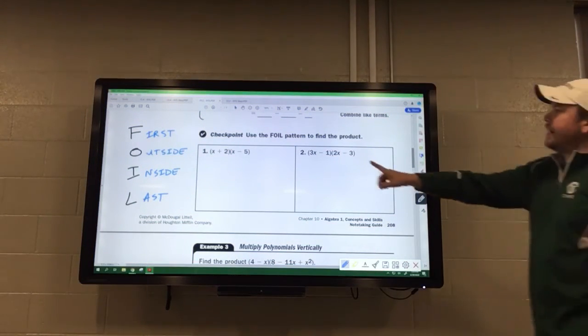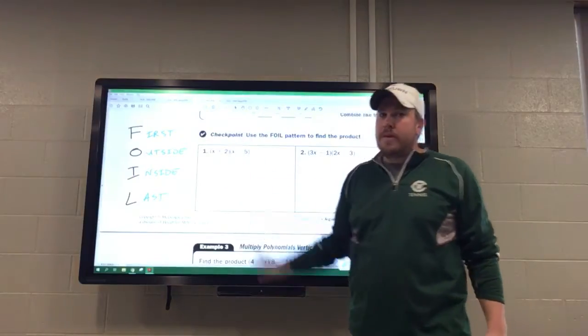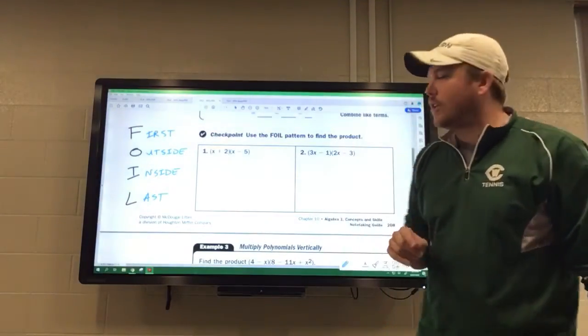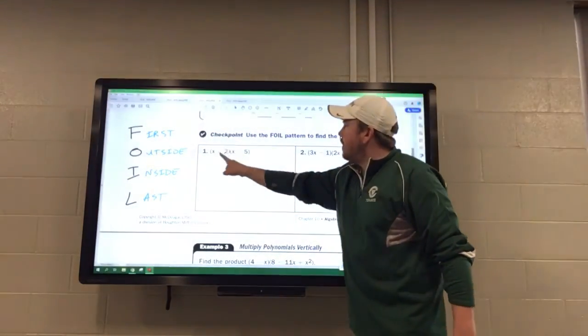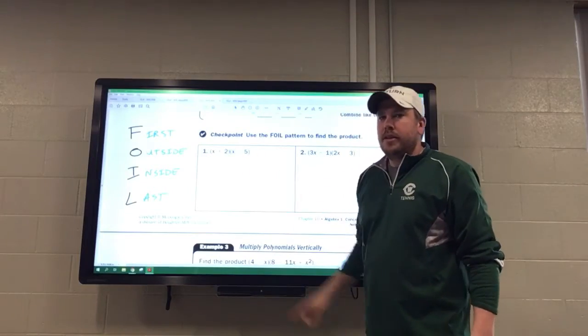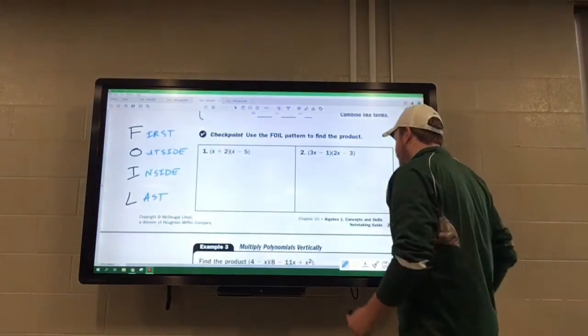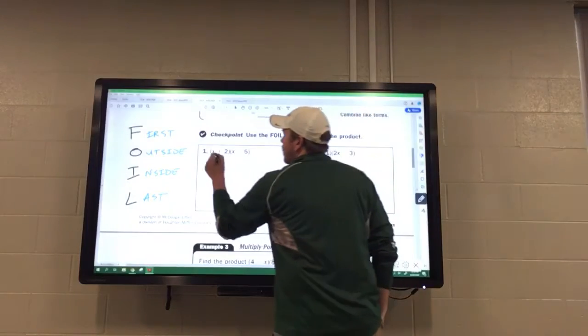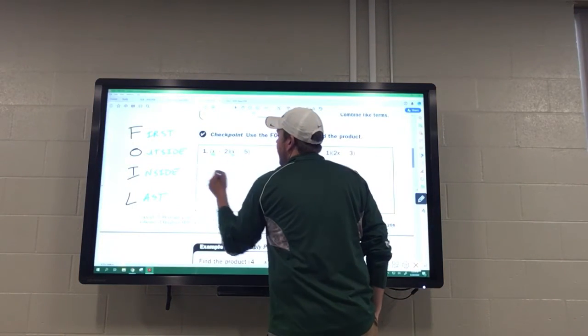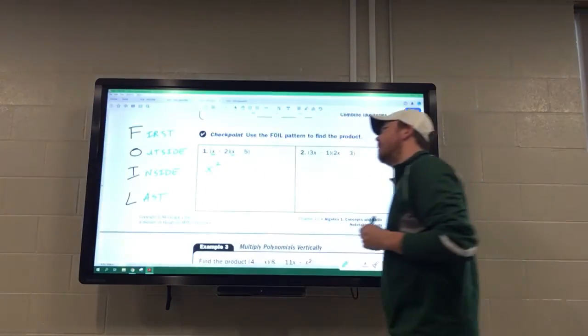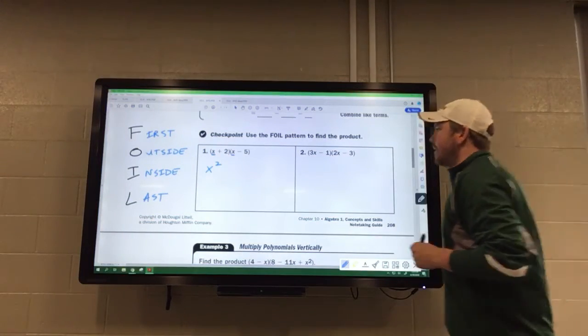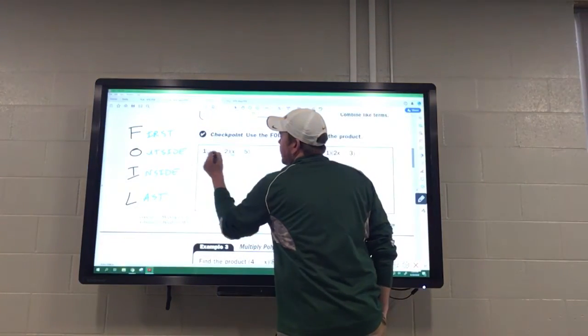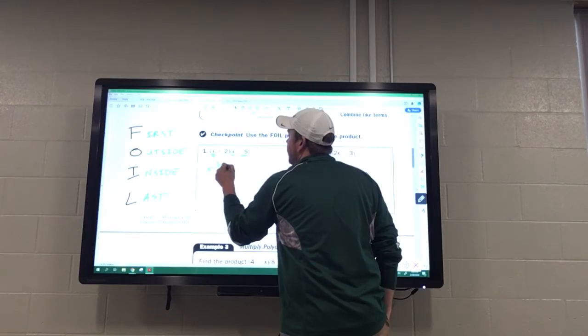So let's multiply two binomials, and again, FOIL method only works if we're multiplying two binomials. So here I have a binomial multiplied by a binomial, so therefore I can use that FOIL method. Let's do it. First, x times x gives me x squared. Outside, x times -5 gives me -5x.